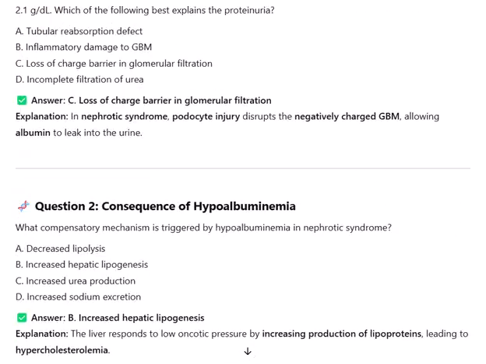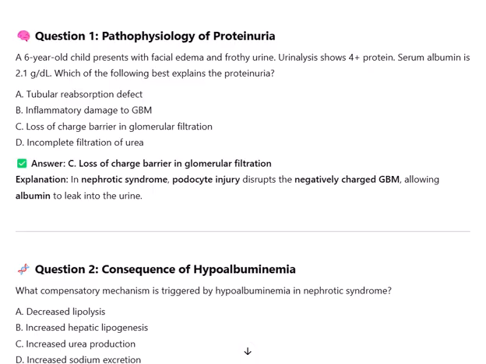Absolutely, Dr. Rahman. Here's a set of USMLE-style questions focused on podocyte damage and nephrotic syndrome, covering the cascade from proteinuria to hypoalbuminemia, hyperlipidemia, hypercoagulability, and infection risk. Question 1. Pathophysiology of proteinuria.